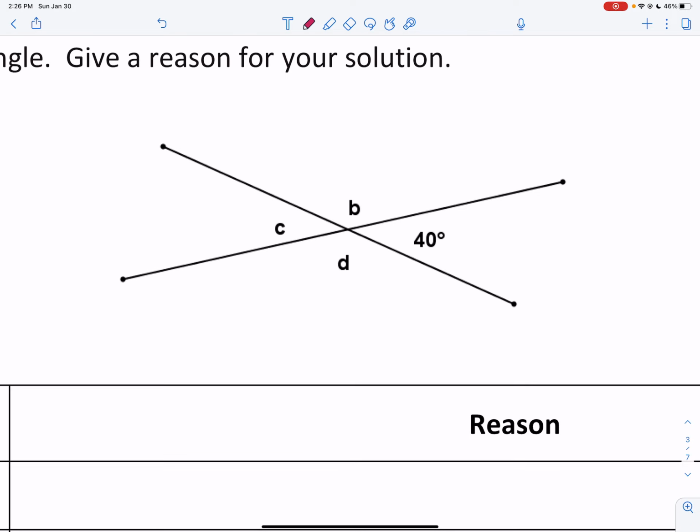In a problem like this, this and this are vertical angles. So that means that C is equal to 40. Got that information straight off the bat.